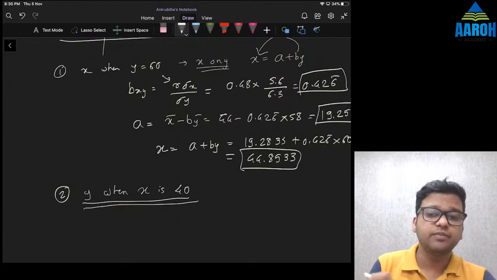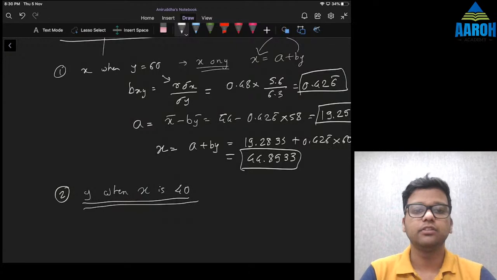You have to find y when x is 40. I'll do one thing. I'll turn off my screen. So I think screen is not visible now. And I'll also calculate here. You also calculate. Let's see if you get correct answers.